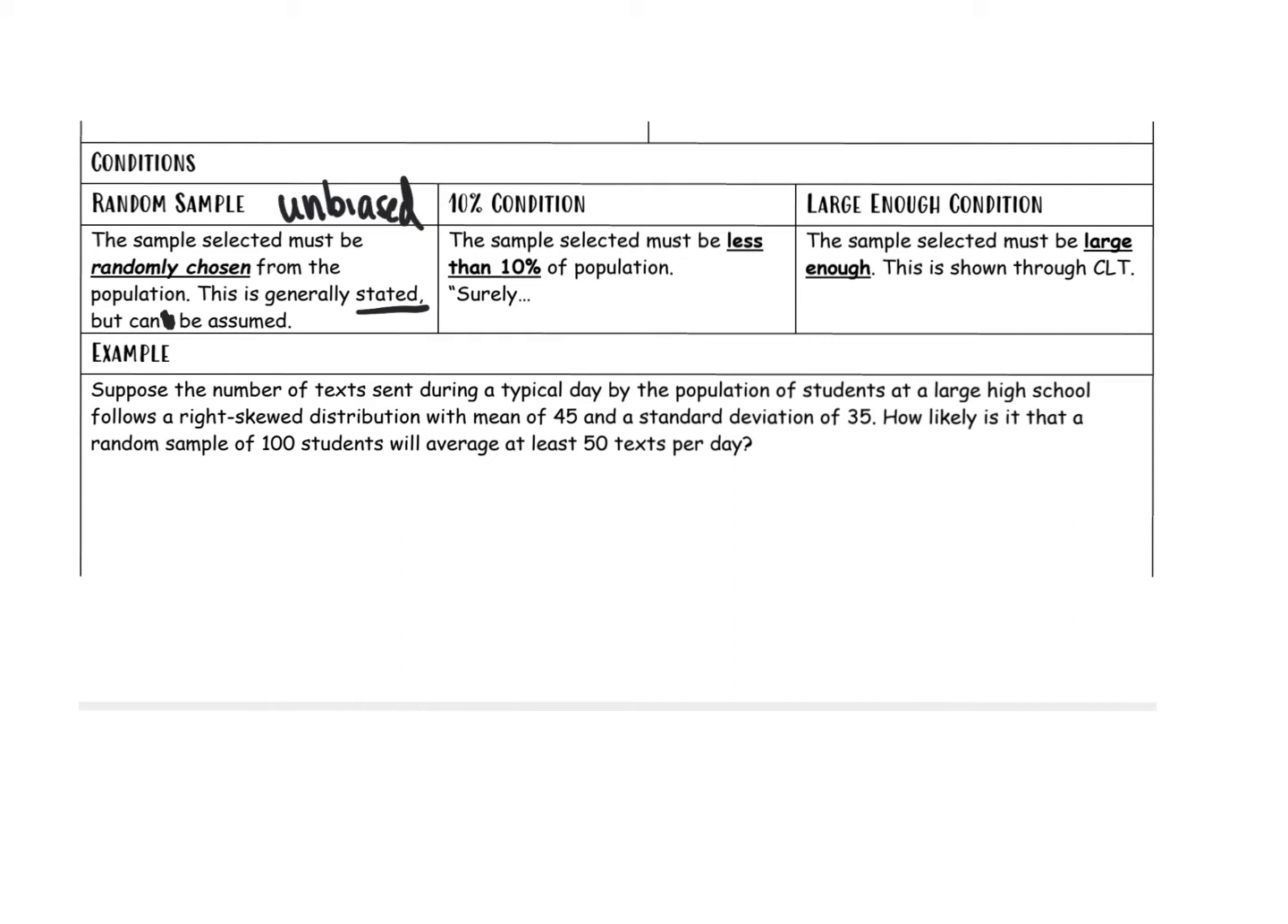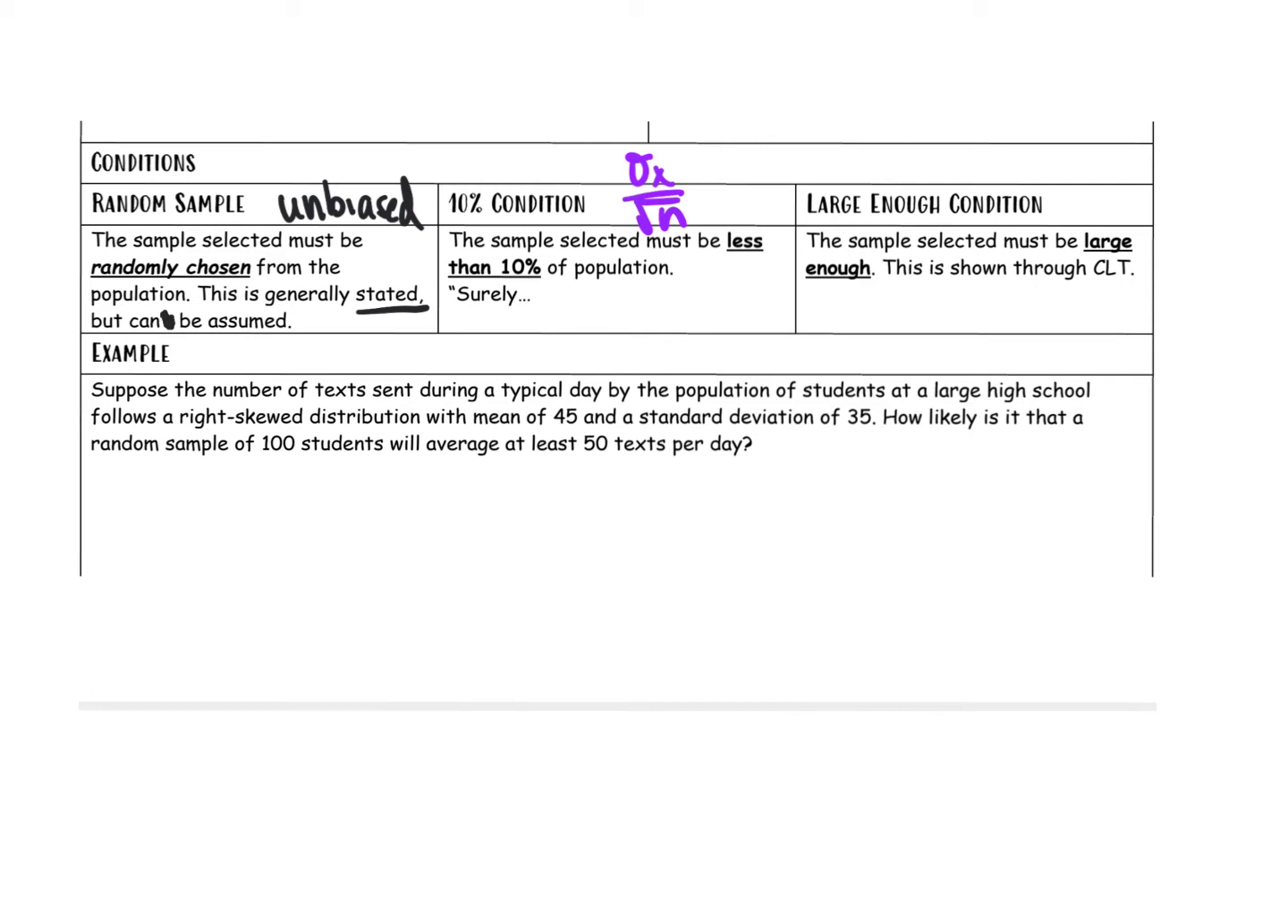The 10% condition, just like we talked about with proportions, where the 10% condition showed that it was independent. Well, for a mean, and a proportion is a special type of mean, the 10% condition allows the standard error to be true, which is this right here. It allows us to use the standard error. And remember, that says that we sample no more than 10% of the population. We state that by saying, surely, whatever we're talking about is less than 10% of the population.